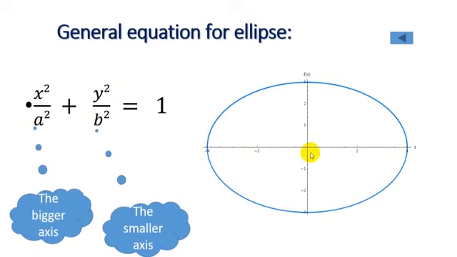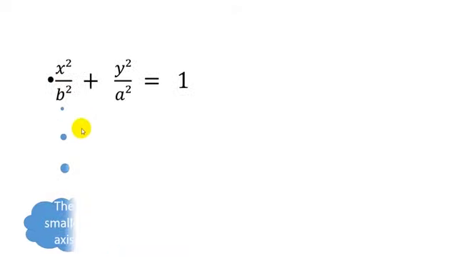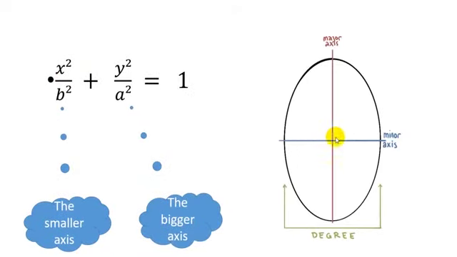So both of them change when the direction of the bigger axis changes. If it's parallel to x, the equation will be that, and if it changes to be parallel to y, then that one changes to b and that one will be a. Okay.